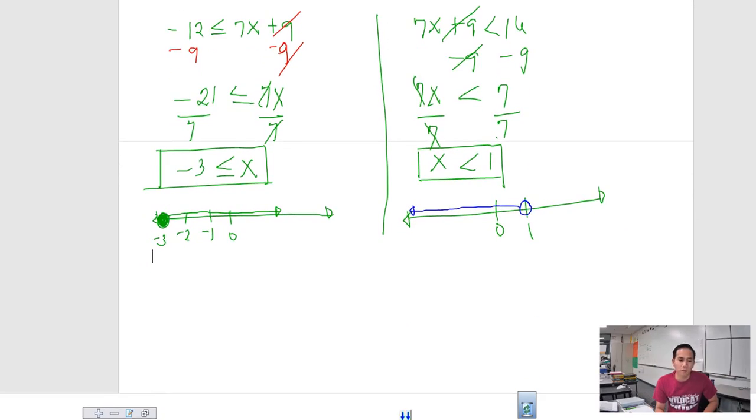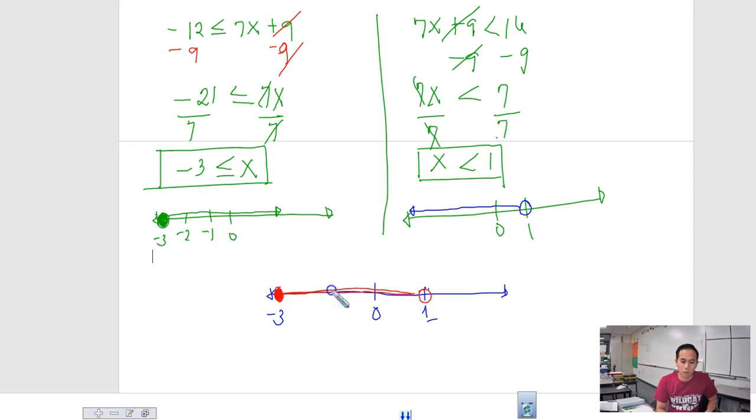So if I'm going to graph that in just one number line, I have here 0, and I only need 1 here, and then we have the negative 3. Of course, there are numbers in between. So an open circle here at 1, pointing to the left. And negative 3 is a closed circle, and it points to the right. So you see it overlaps in there.